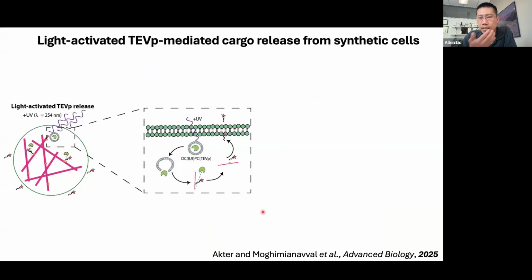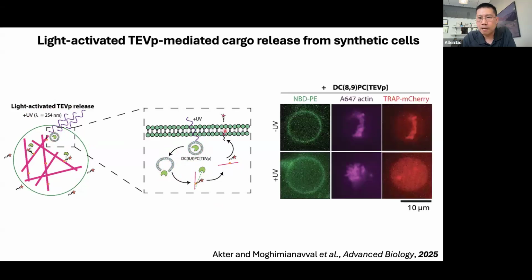So how do you release TEV protease from a vesicle? In the previous experiment, we directly added TEV protease as we encapsulated. Here we utilize light-activated TEV release. We encapsulate TEV protease within SUVs, and these SUVs have a photodegradable lipid, such that when we illuminate with UV light, we can release the TEV protease from the SUVs, and the TEV protease is able to cleave the TRAP cargo and allow it to be released.